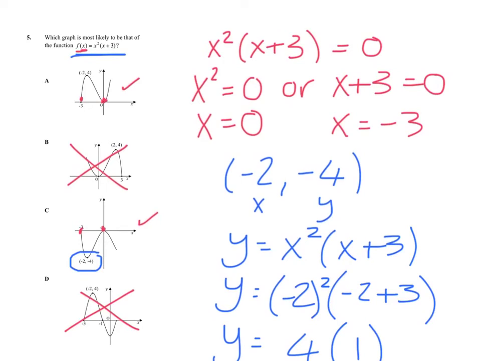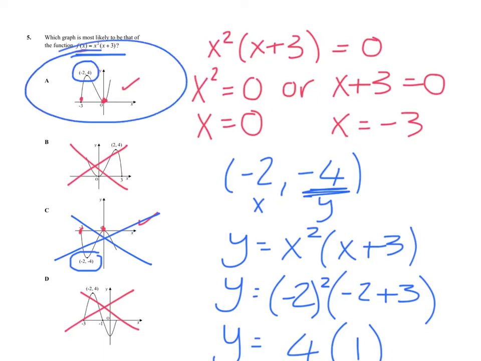So the point on graph C gave us a y value of minus 4 when x was equal to negative 2, so that means C can't be the right answer. Which one is the right answer? Well, we got y equals 4 when x was equal to negative 2, and that sits correctly with the first one, which means answer A is the correct answer this time.